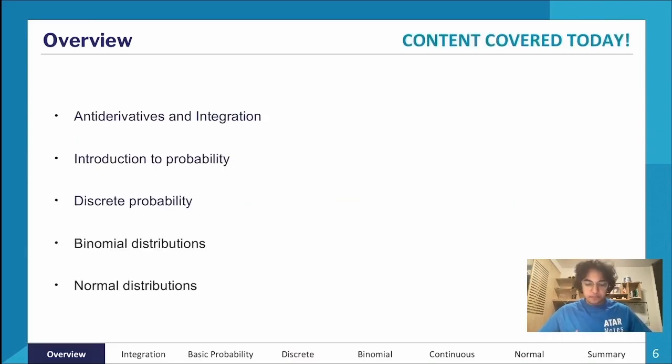Okay. An overview of what we're covering today. First, we're going to talk about integration and antiderivatives. Sort of my favorite part of Unit 4, sort of finishes off calculus. Then we're going to start talking about probability. So I'll do a little bit of an introduction to probability, and talk about some of the prerequisite knowledge you guys need for the upcoming stuff. You guys would be familiar with a lot of the prerequisite stuff. Definitely would have covered it in year 10 and year 11. And then after that, we're going to be talking about discrete probability, and then an extension of discrete probability known as binomial distributions. Then we're going to finish up with continuous and normal probability, or normal distributions.